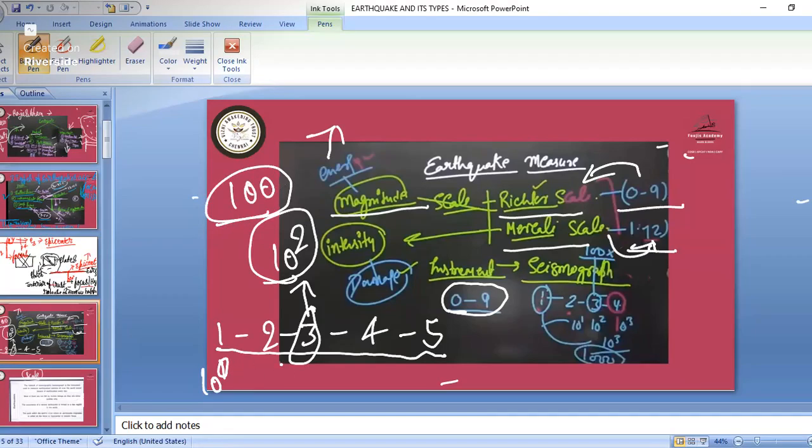So we'll measure 10 to the power 0, and then 2 will be 10 to the power 1, 3 will be 10 square, and 4 will be 10 cube. These things will be the energy. That much energy will be released. So this is regarding how we measure our earthquakes.